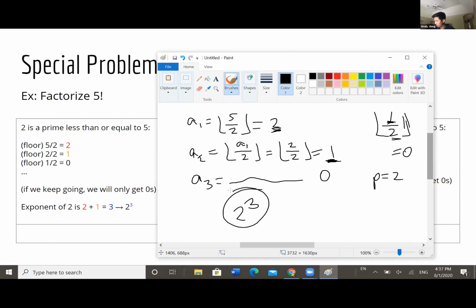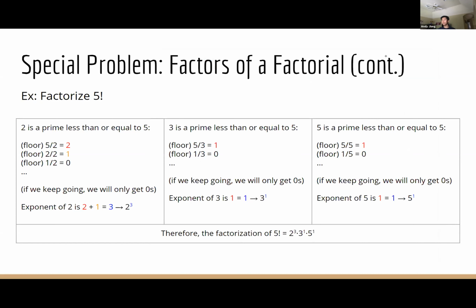We move on to 3, and then I won't use the whiteboard anymore. 3 is a prime less than or equal to 5, so we take the floors. 5 over 3 is 1. 1 over 3 gets 0, so we just stop there. So the exponent of 3 would just be 1. So we have 3 to the first now.